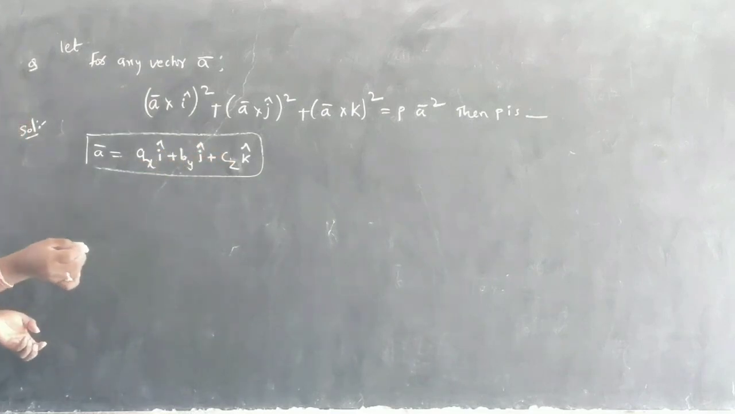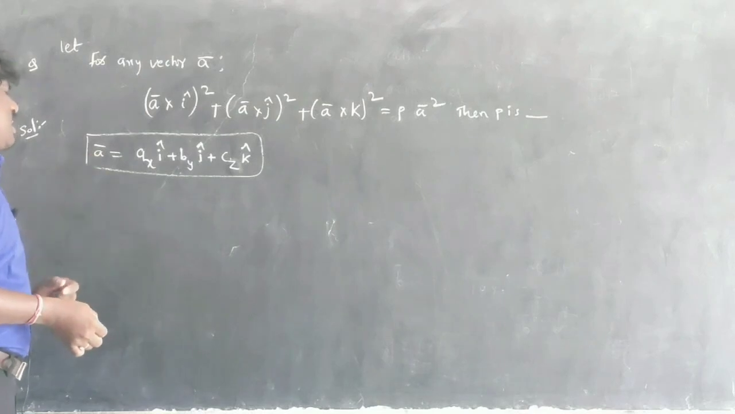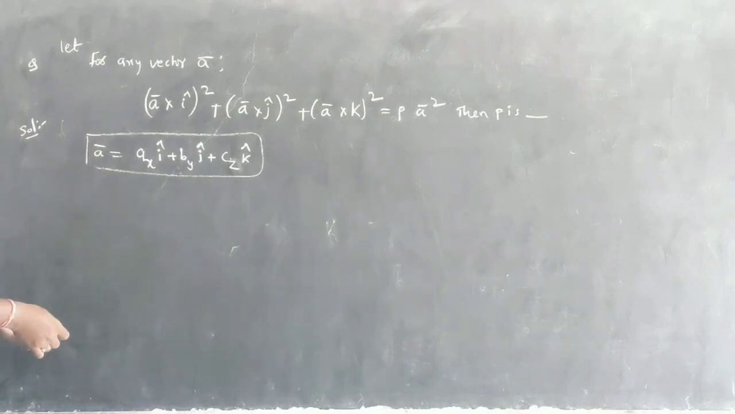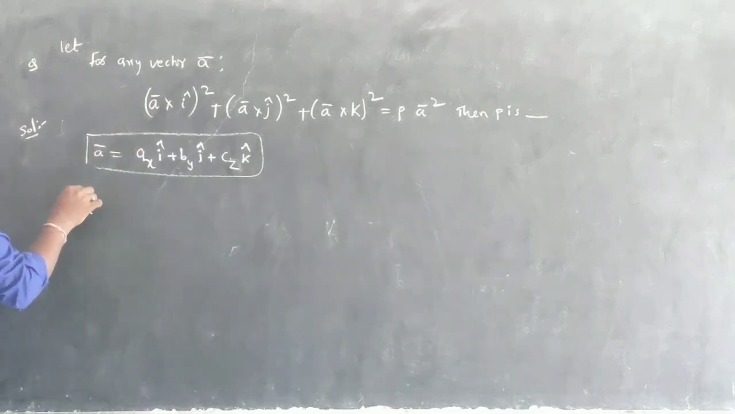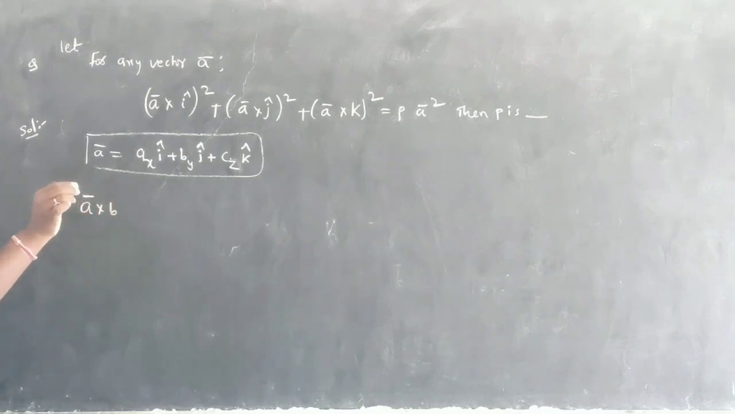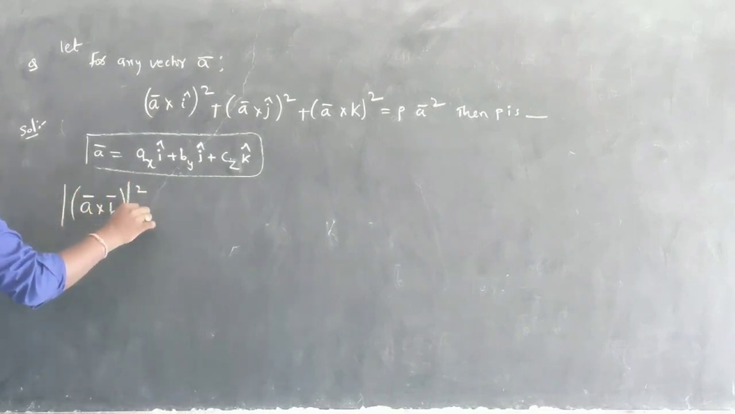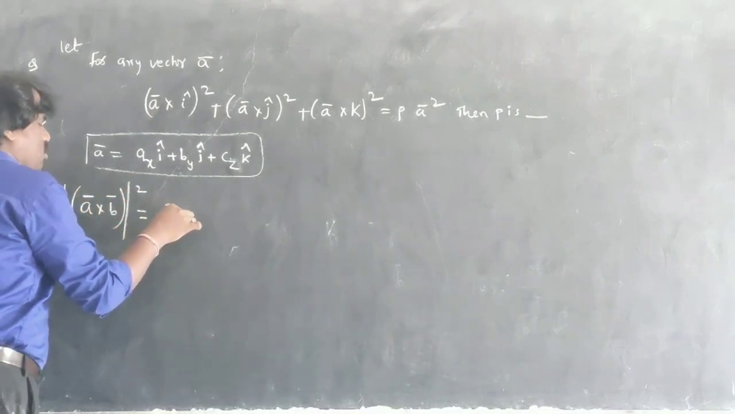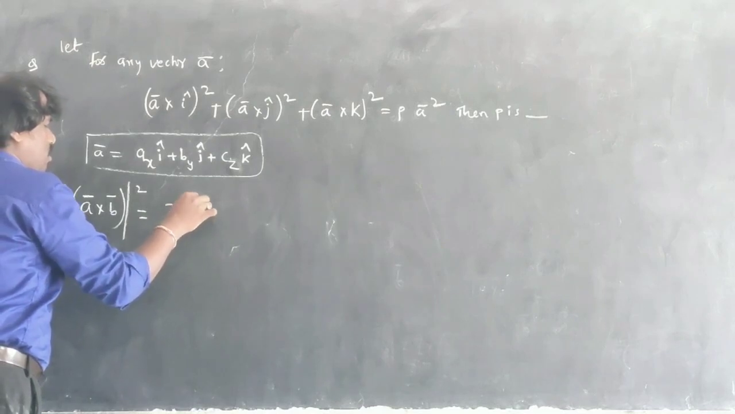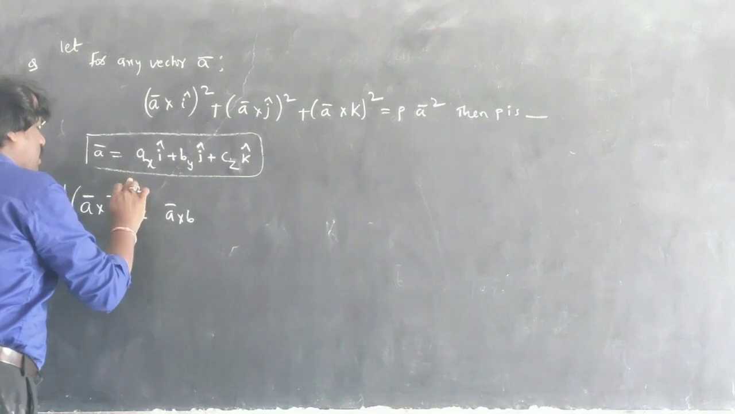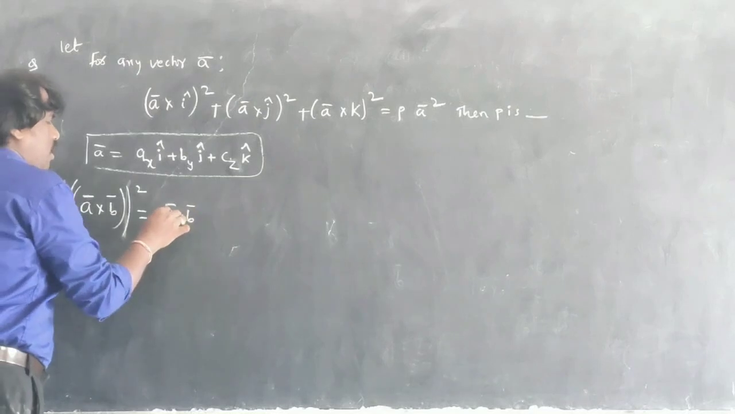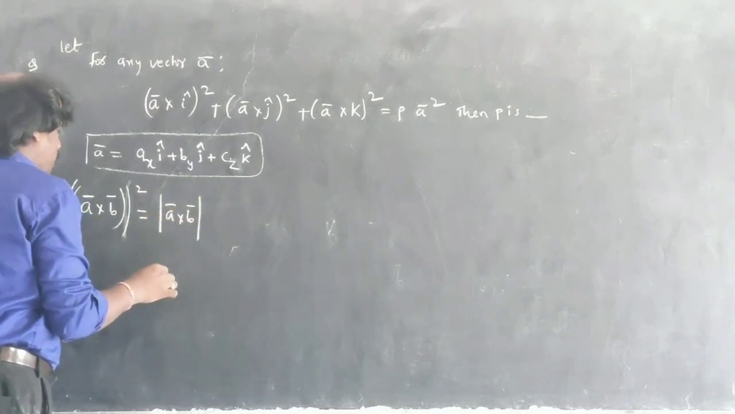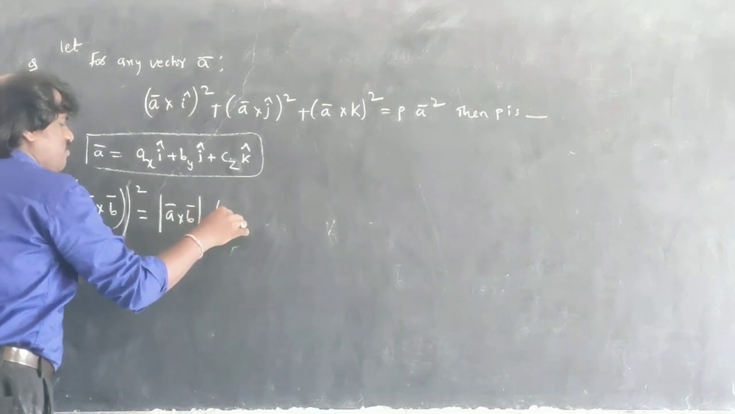You can consider anything as you wish. So let us consider vector A is ax i cap plus by j cap plus cz k cap. Now you know the Lagrange's identity. Now modulus of A cross B whole square, that is equal to modulus of A cross B dot modulus of A cross B.